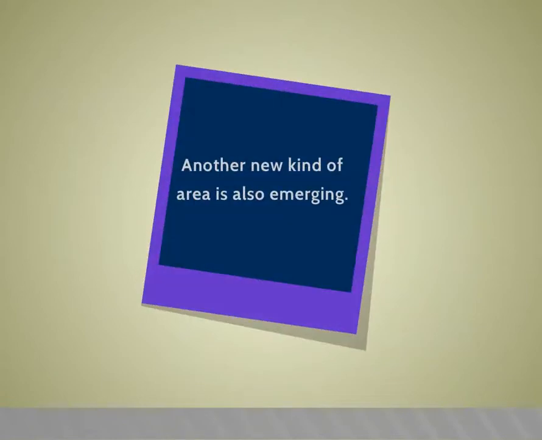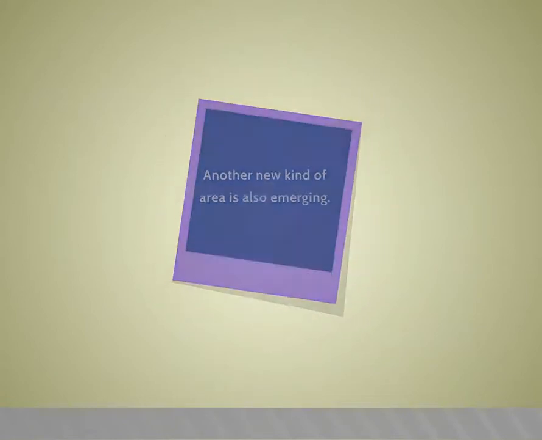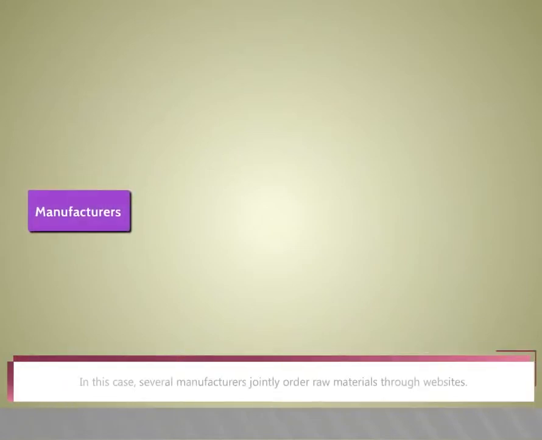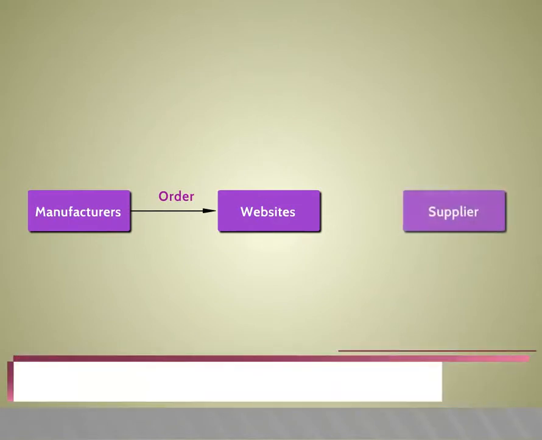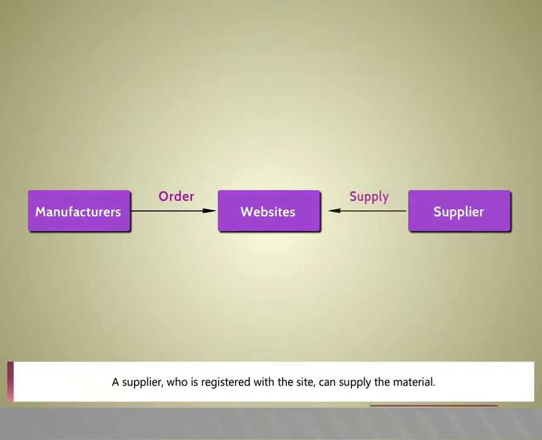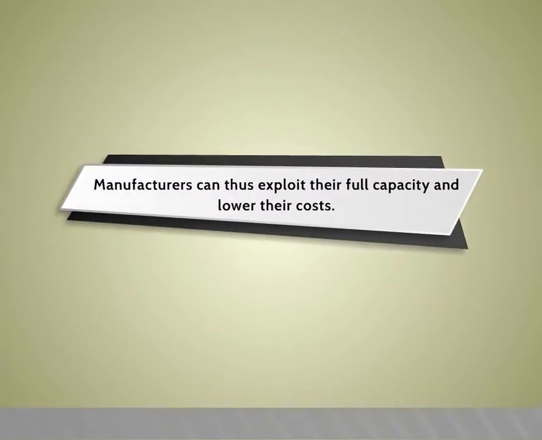Another new kind of area is also emerging. In this case, several manufacturers jointly order raw materials through websites. A supplier who is registered with a site can supply the material. Manufacturers can thus exploit their full capacity and lower their costs.